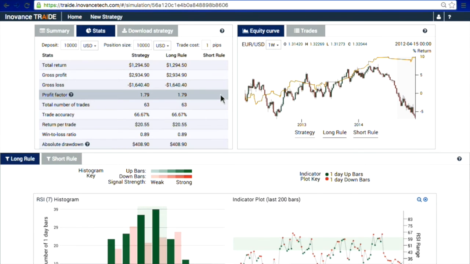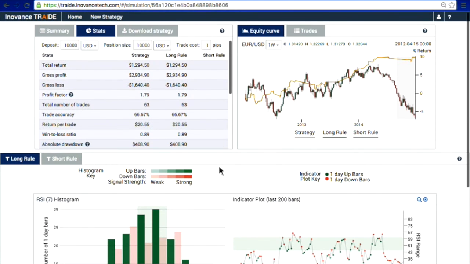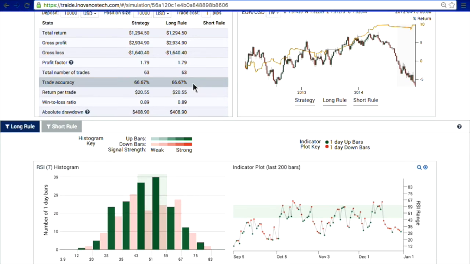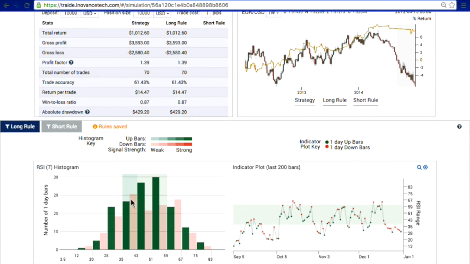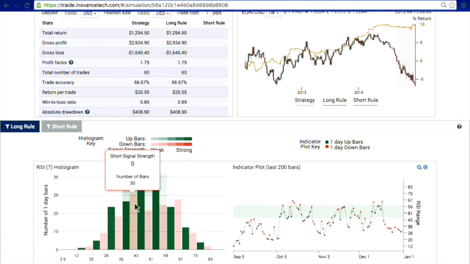So I'm going to continue to refine our strategy by adding conditions to the RSI and seeing how that affects the performance. Let's go up to some more in-depth stats. You can see our accuracy here is pretty good. Return per trade solid. Now I can play around with a little bit more, but as I can see here, the empirical evidence is outweighing the signal strength found by TRAIDE.